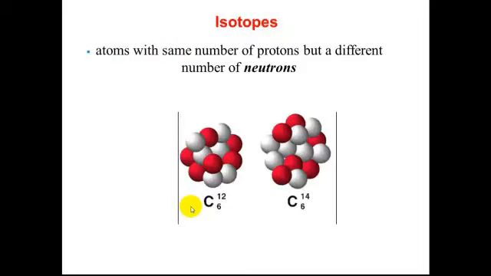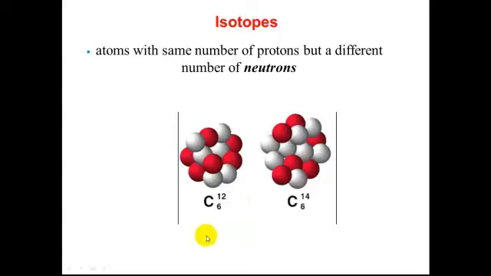Isotopes are different versions of the same element that have the same number of protons but different numbers of neutrons. So here we have what is called carbon-12, where we have 6 protons and 6 neutrons, giving us a mass number of 12. Here we have carbon-14. We still have 6 protons because that defines carbon, but here we have 14 as the mass number, so we will have 8 neutrons. And we can see that here, 1, 2, 3, 4, 5, 6, 7, 8.